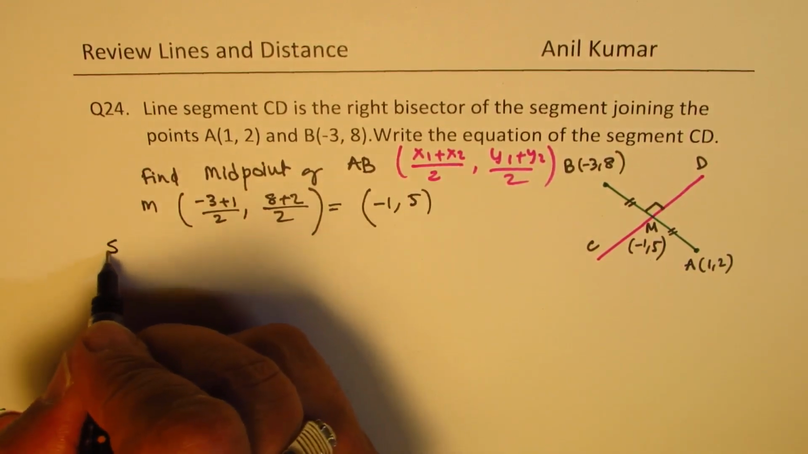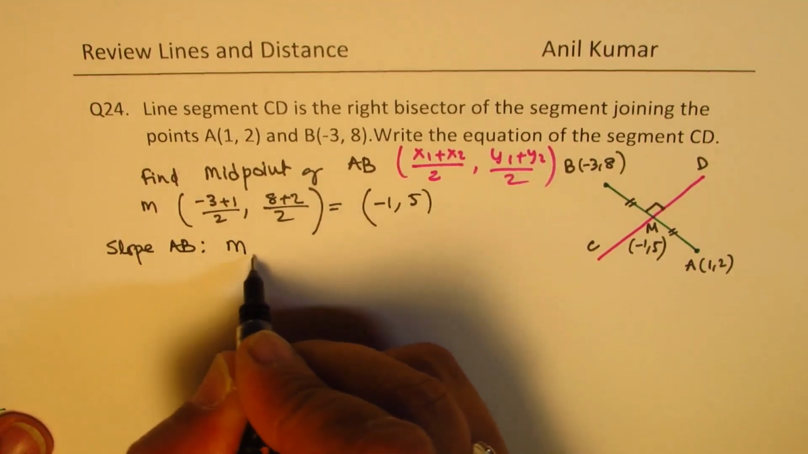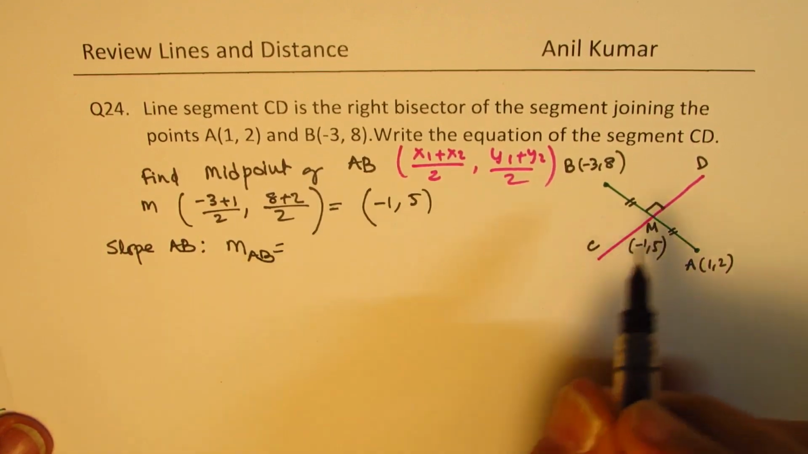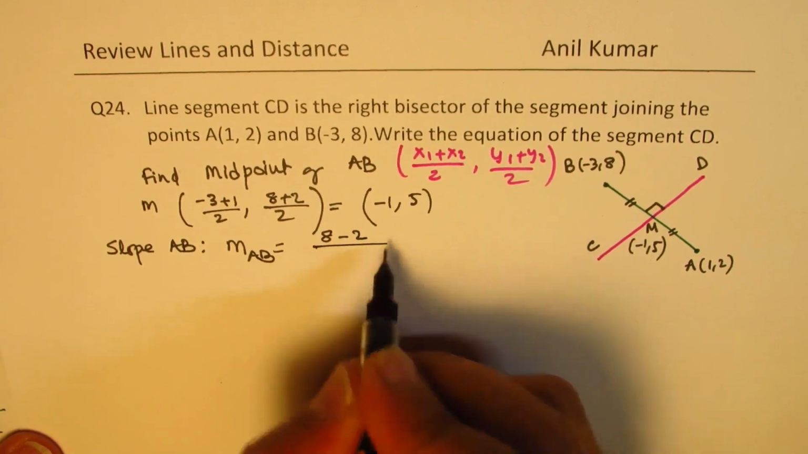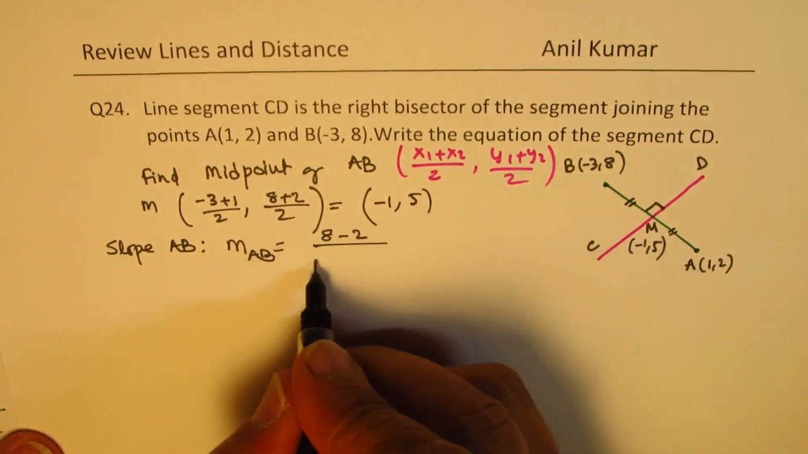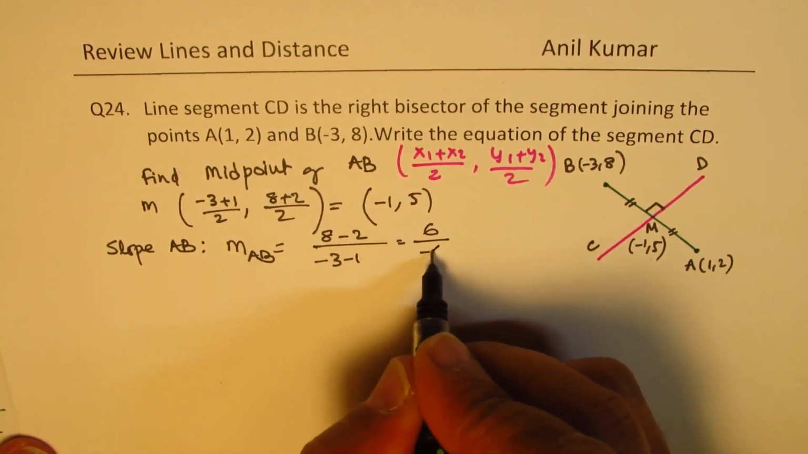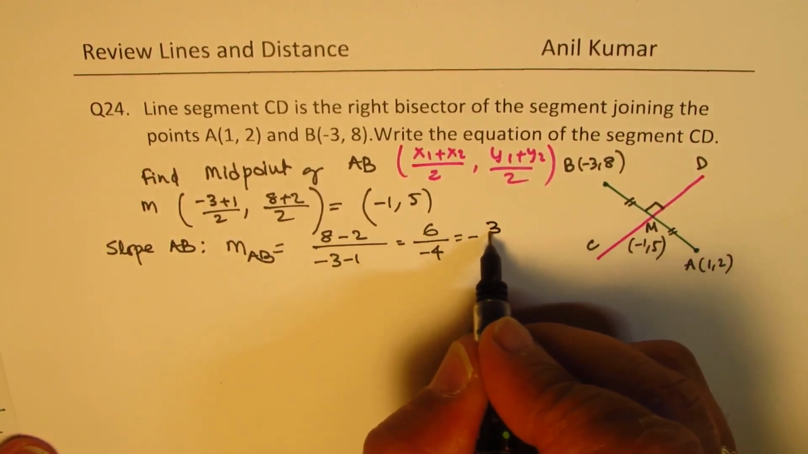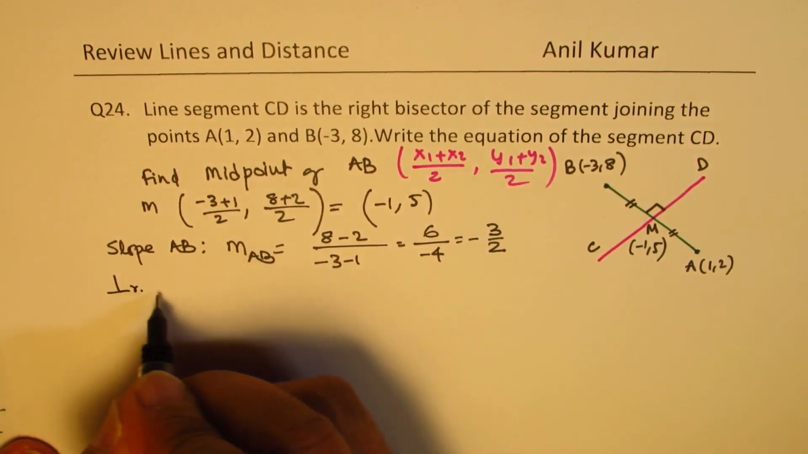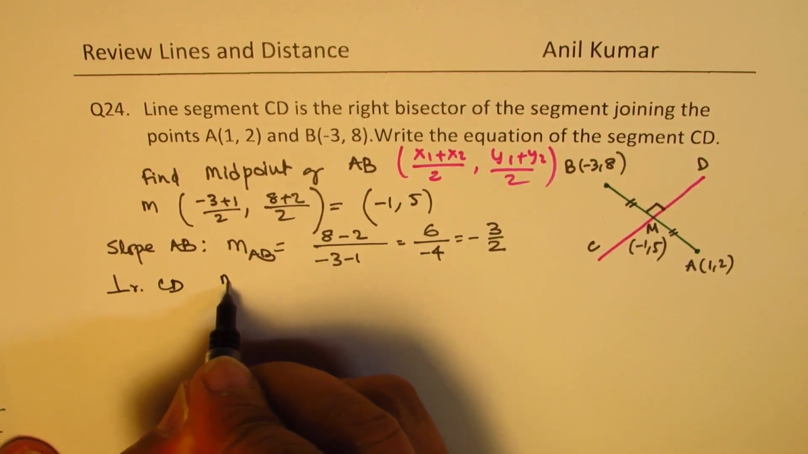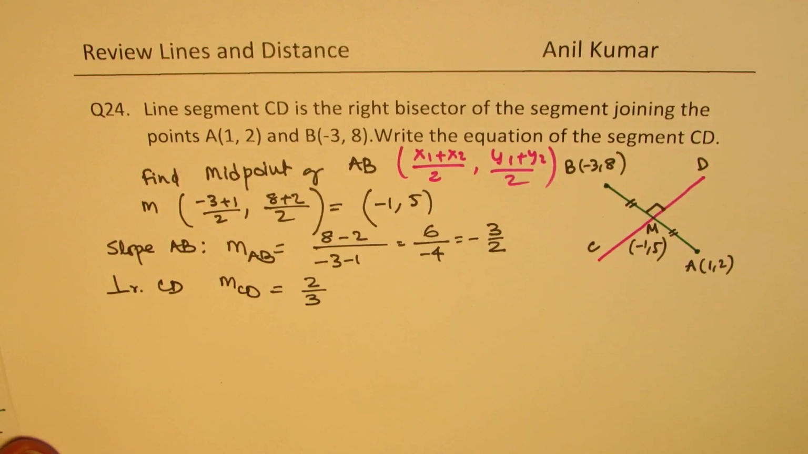Now let's find the slope of AB, right? So slope AB is basically equal to y2 minus y1. Let's use 8 minus 2 divided by minus 3 minus 1. So 8 minus 2 is 6, minus 3 minus 1 is minus 4. We get minus 3 over 2. So now perpendicular is CD, right? So the slope of CD should be the negative reciprocal. So it is 2 over 3, correct?